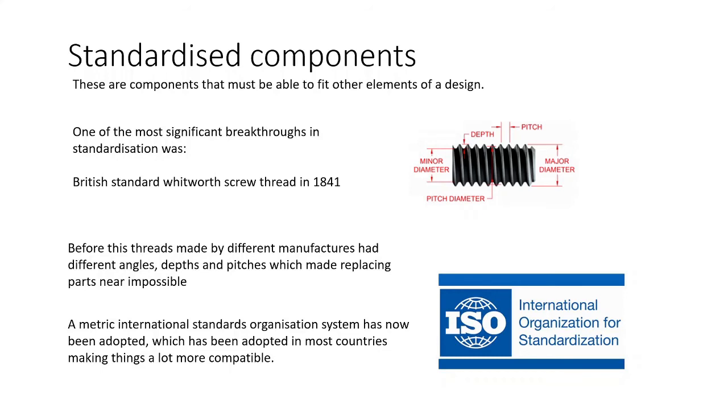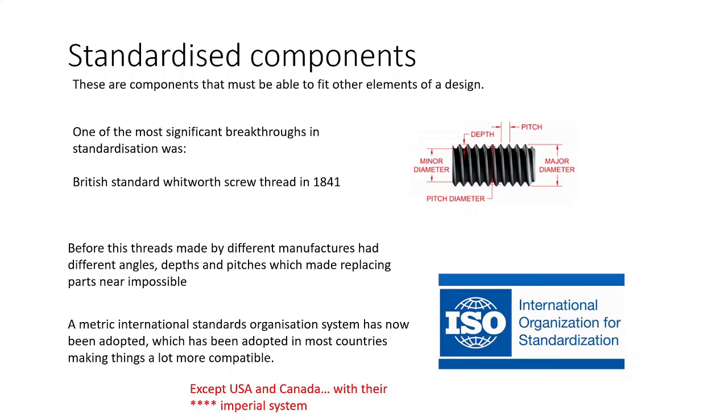So the ISO, the International Standards Organization, has basically been adopted by most companies, so that everyone's agreed to use this size screw or this size bolt. So it just means it's a lot easier, because everyone's using the same little parts and things can be replaced and fixed really, really easily. That is, except, of course, USA and Canada, that still stick with their imperial system.